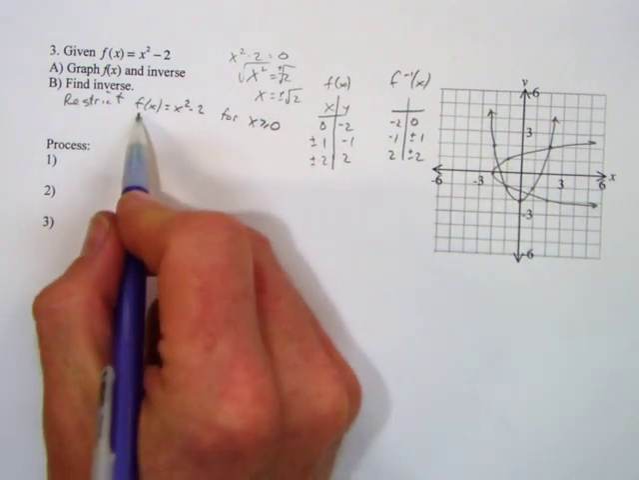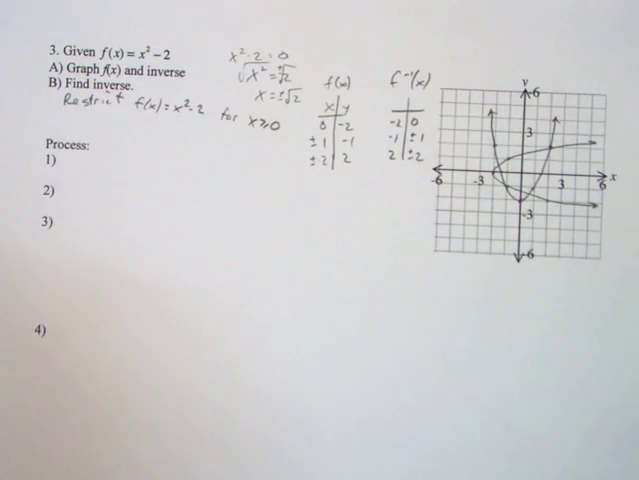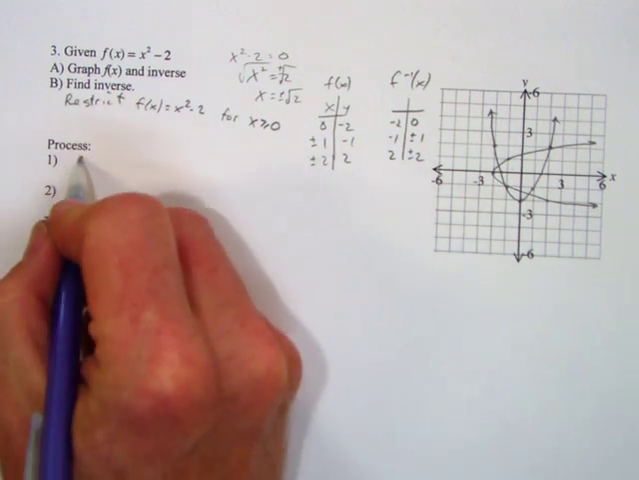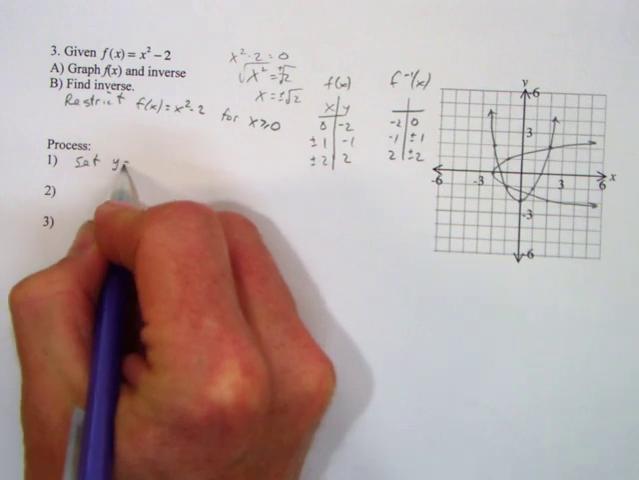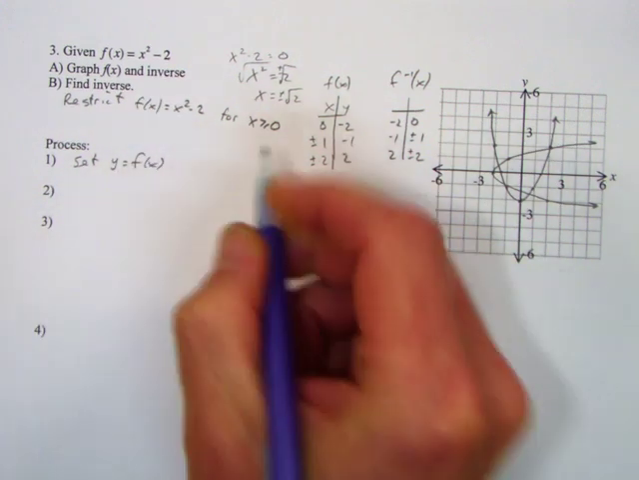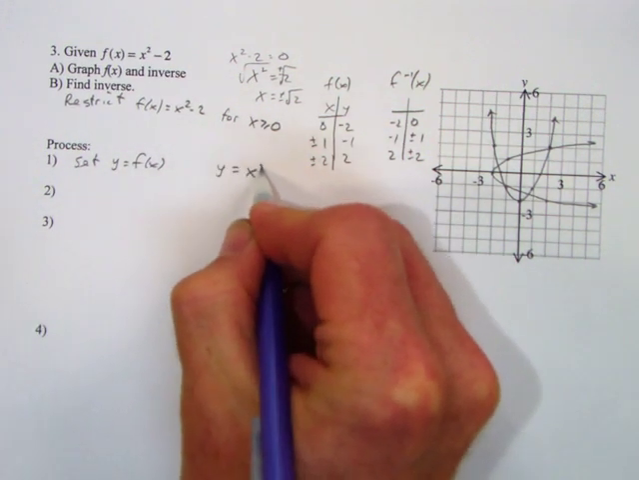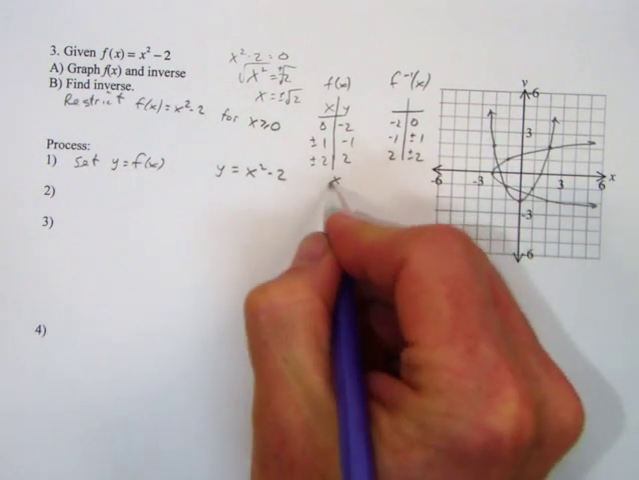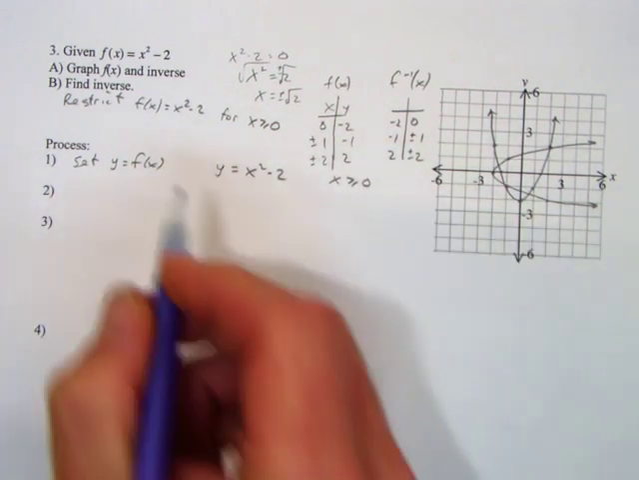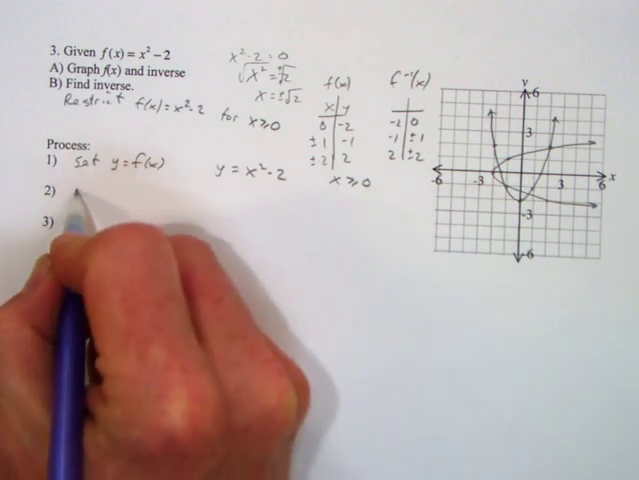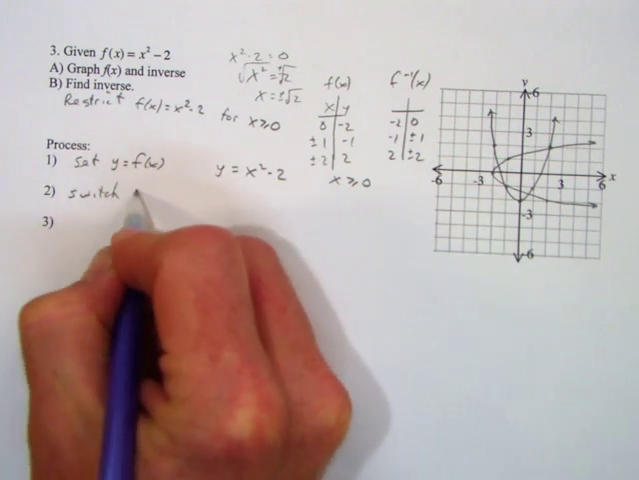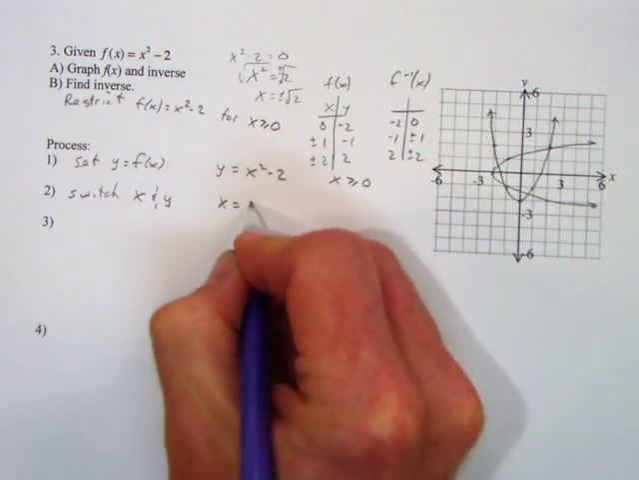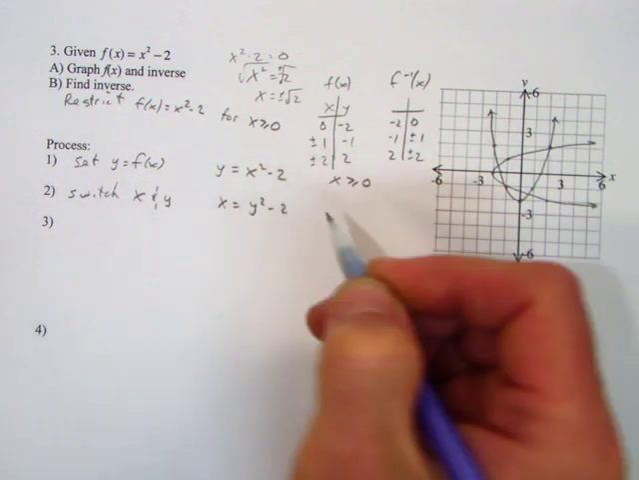So what we're going to do is find the inverse of this function, because now it does have an inverse. Let's go through the process. We'll set y equal to f of x, so y equals x squared minus 2. Remember, we're restricting this to x greater than or equal to 0. Then we're going to switch x and y. So we'll put x equals y squared minus 2.